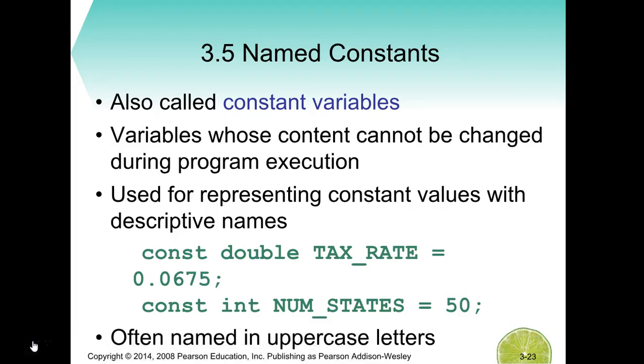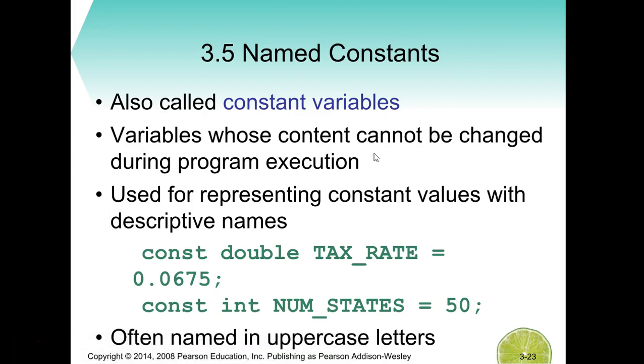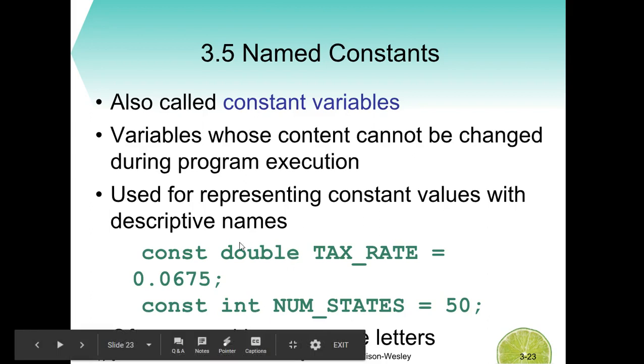Section 3.5 talks about constants, and we have actually already talked about this if you watched the earlier videos from section, I believe, 3.2 or 3.3. But a named constant is what we call a constant variable, and that means the value cannot be changed throughout the whole execution of the program.